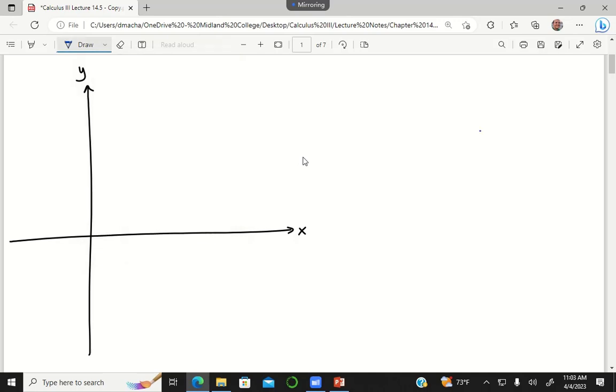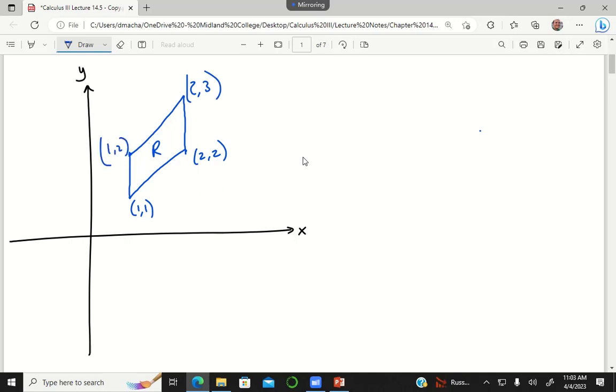there's a certain region that looks like this. It's kind of a parallelogram region, like this. So let's say this point is (1, 1), and then this point is (2, 2), this point is (2, 3), and this point is (1, 2). Okay, so those are the corners of this parallelogram.